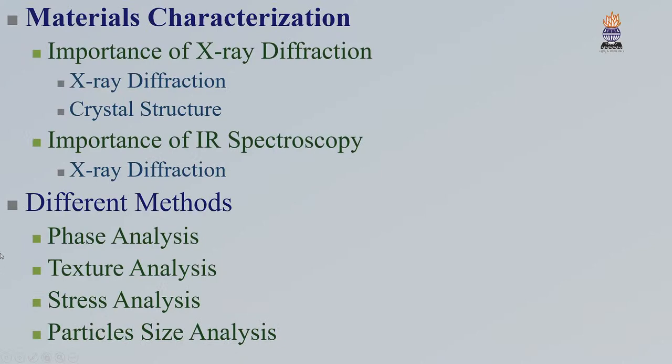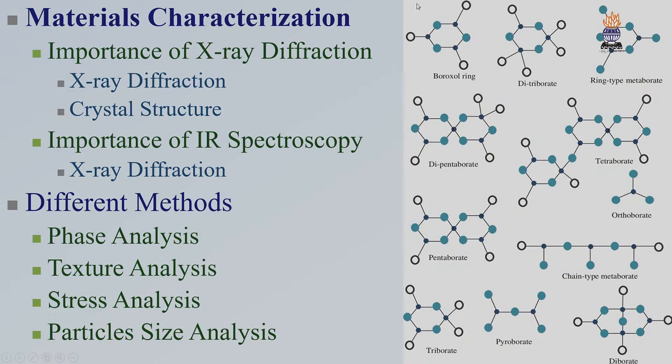We have done so many calculations. Two presentations have happened earlier. Eraiah sir spoke about the XRD graphs, and Professor Sivasankara Reddy sir spoke about IR spectroscopy. From these two, we go with XRD and the crystal structure of the samples, and also the importance of IR spectroscopy, and different phases with texture analysis, stress analysis and particle size analysis. But I am mainly focusing on the XRD analysis and IR spectroscopy analysis of the samples. We have boron ring structures: diborate, triborate, ring-type metaborates, pentaborate, tetraborate and orthoborate. Different borate structures are there. We have synthesized the sample, but we want to analyze which borate units are present in it. That is the main important thing of this experiment.